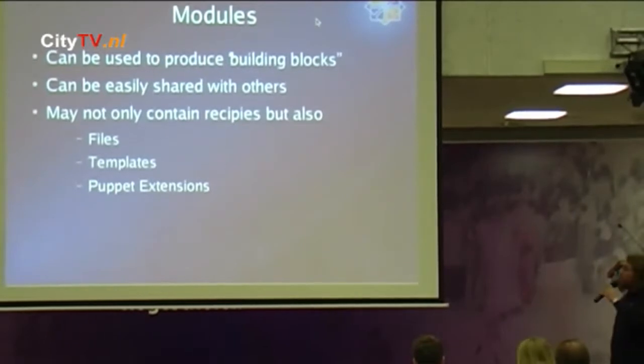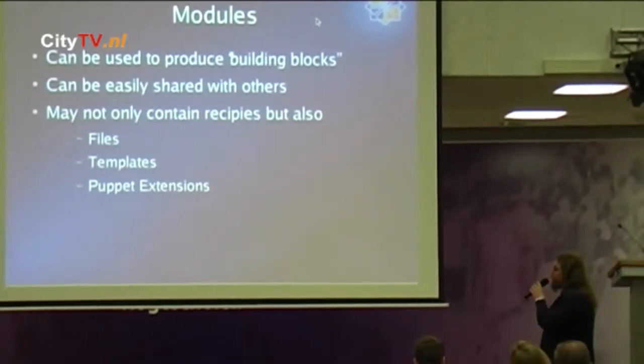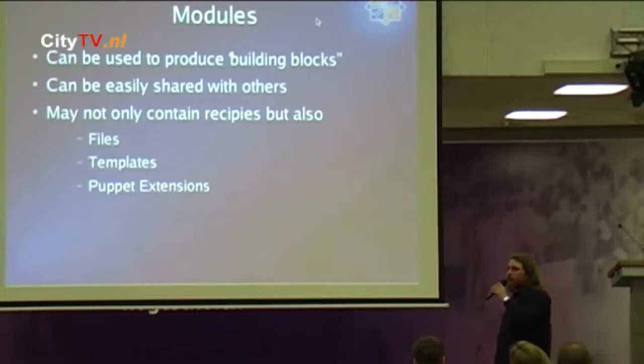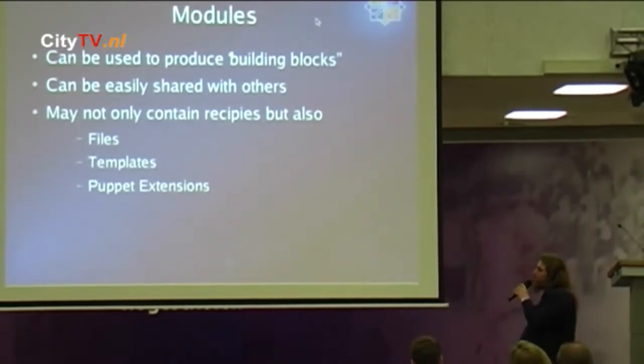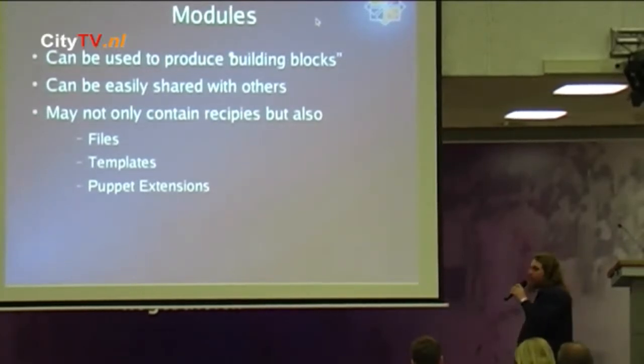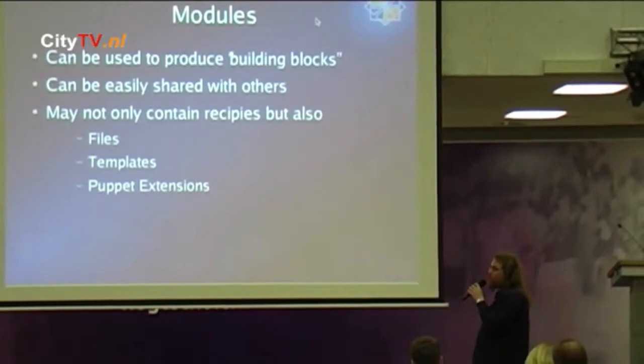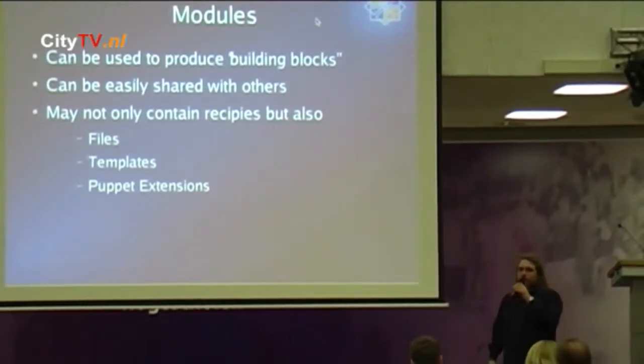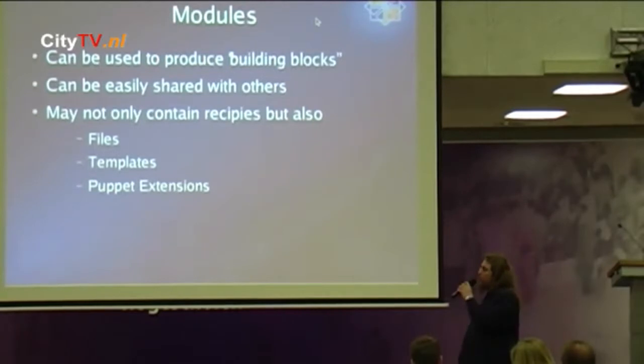You can not only put recipes inside a module, but also files, because you often need to distribute files to your servers. Templates, which are essentially just files with variables in it that get replaced. And Puppet extensions, which means new facts, new providers, new resource types, new functions, whatever.